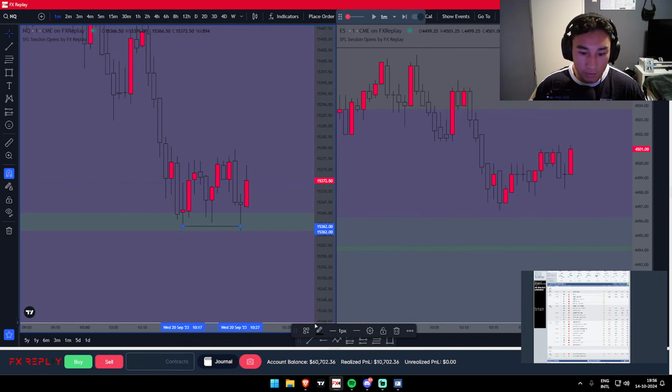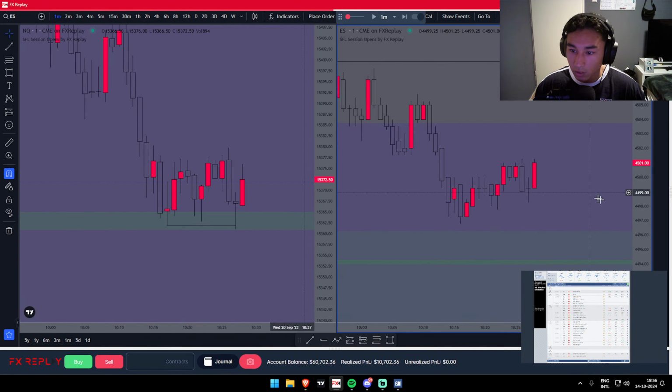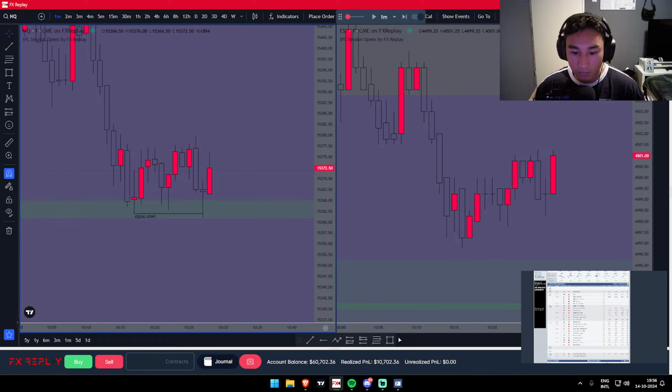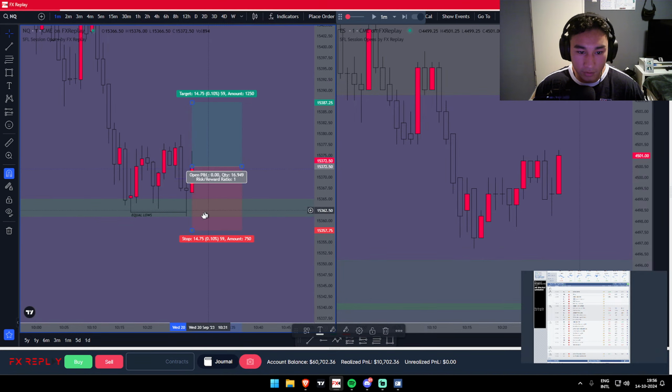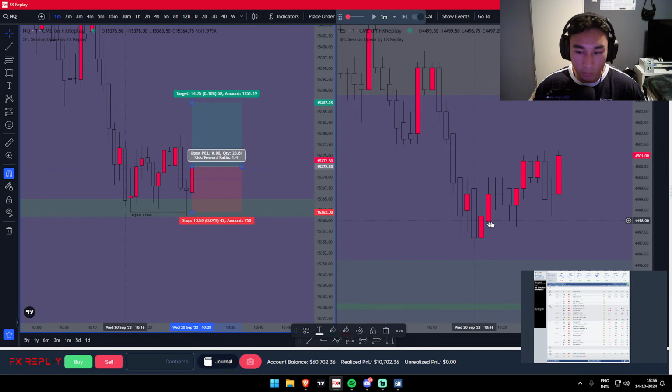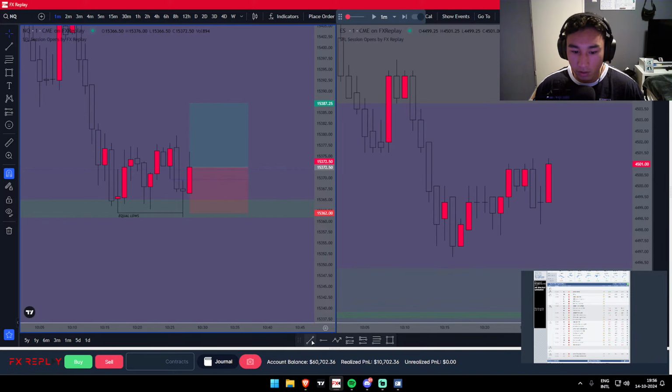Take equal lows on this. I think that's no trade. Do a really small IFVG here. It is a trade. ES didn't take the highs there. It's literally one tick away, so it would be a really quick break even.